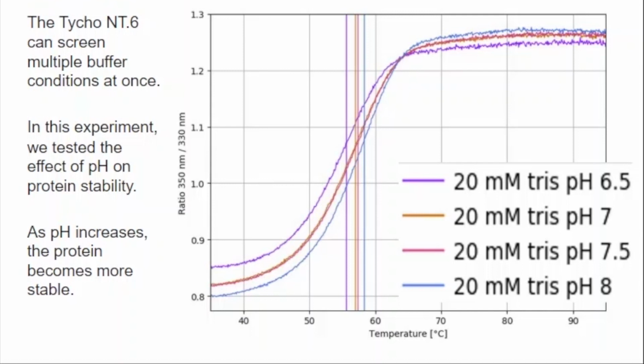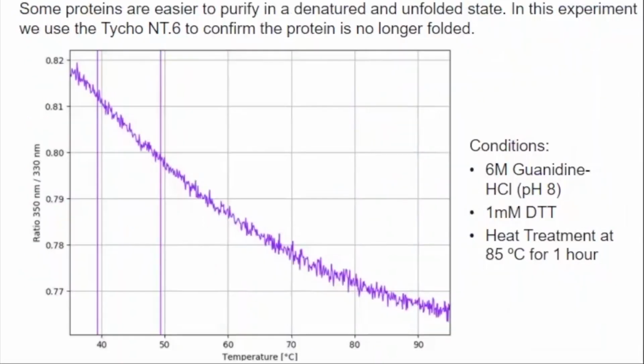Some of the other applications of the Tycho are actually in the opposite direction. Sometimes we do protein purification where we're purifying proteins that are either insoluble or improperly folded. And so it can be beneficial to us to denature those proteins and purify them in their unfolded state. So in this experiment, I just resuspended a pellet in 6 molar guanidine hydrochloride at pH 8, 1 millimolar DTT, and then I heated those proteins at 85 degrees Celsius for an hour.